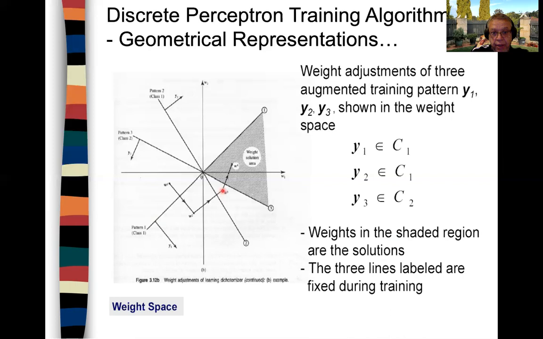Now, if my pattern Y3 belongs to class 2, my solution is in here, so I should move in the negative direction of Y3. So Y3 is pointing in this direction, I would move in the opposite direction, and I fall in the weight solution area. So the weights in the shaded regions are the solution. And the 3 lines labeled are fixed during training.